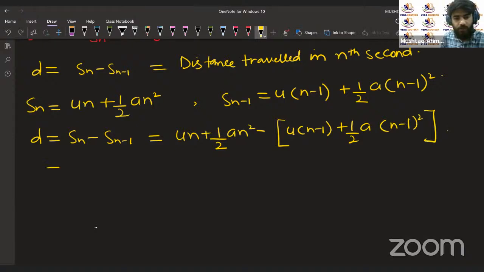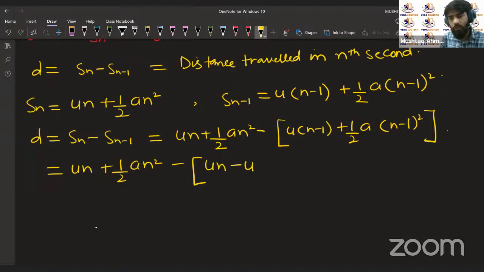So we'll just expand it. So this is un plus half an square minus un minus u, plus half a, n square plus 1 square minus 2n, right? Minus 2n.